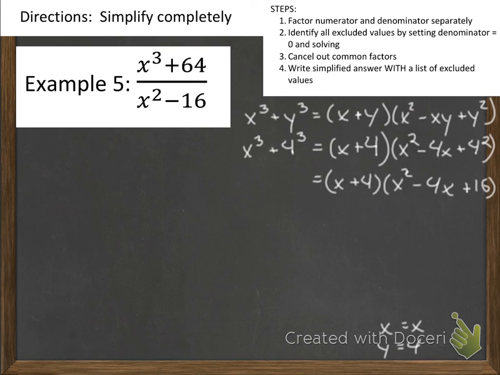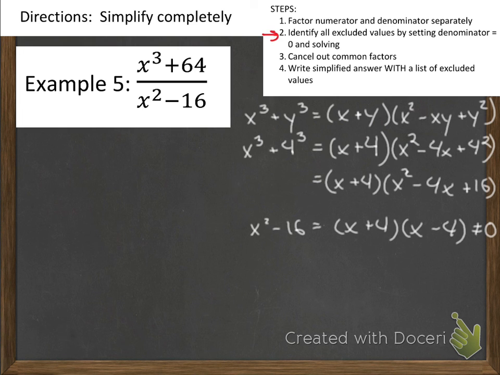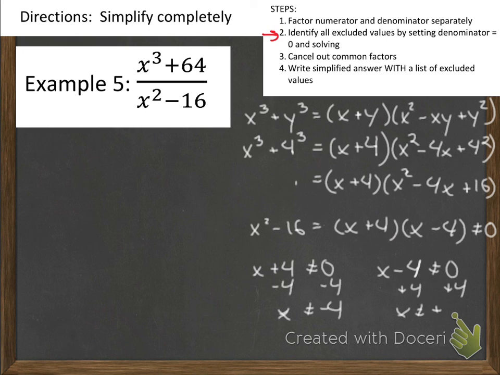Okay, so let's look at the denominator. Let's try to factor x squared minus 16. You might realize that that is a difference of squares. So it's x plus 4 times x minus 4. Okay, and then remember, neither of these things are allowed to equal 0. So let's go ahead and do step 2, where we are figuring out our excluded values. Okay, so x plus 4 can't be equal to 0. X minus 4 can't be equal to 0. Okay, so x can't be equal to negative 4, and x cannot be equal to positive 4.